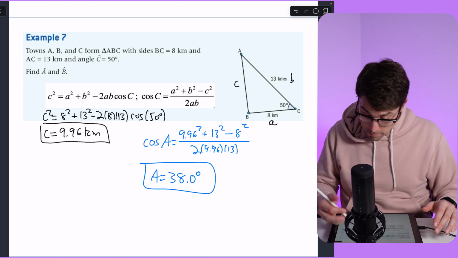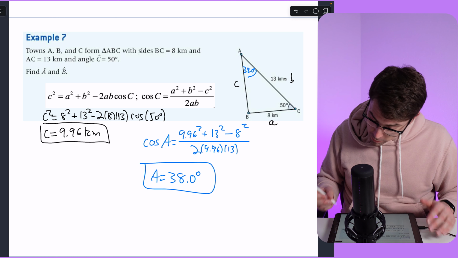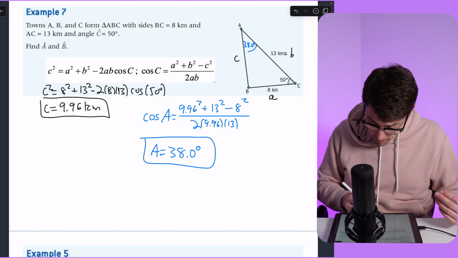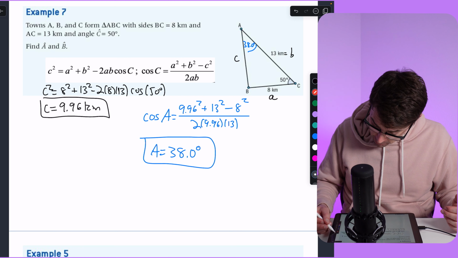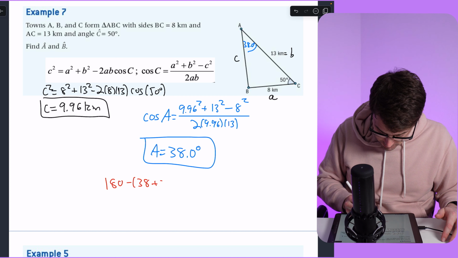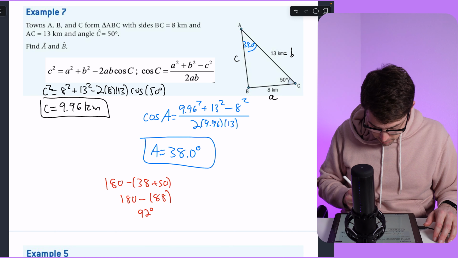The answer is no, because if I estimated this angle to be 38.0 degrees, well then what I'm going to go ahead and do is just subtract both of these angles from 180, because all interior angles must add up to 180. So let's take 38 plus the 50, and then I'll get 180 minus, that's going to be 88. So that's going to give me an answer of 92 degrees.